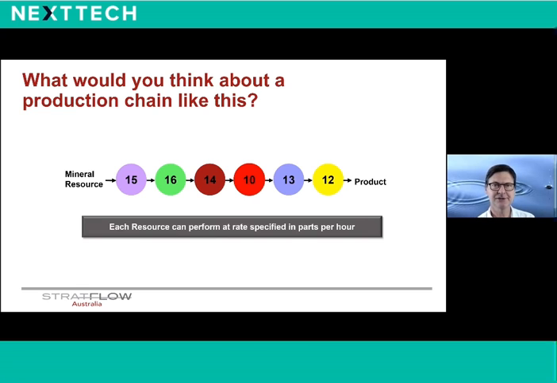So what's your first impression? Is it a good design? I think normally the answer is no. Let me ask the question then, how much will it produce? Well, probably 10 tons an hour, because obviously that red resource is a bottleneck. And there's a lot of wasted capacity if you just look at it, if that chain produces 10.